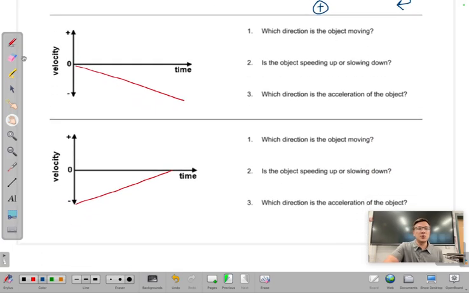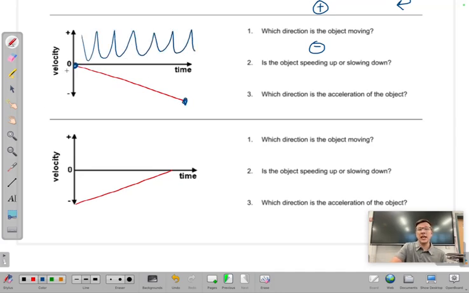All right, in this next one, we'll move a little quicker here. Which direction is the object moving? This one is going to be in the negative direction, because this line is always on the negative half of the graph. It does not touch up here in the positive half. And again, when the line is on the bottom half of the graph, that means all of these values are negative numbers. If you trace it over to the y-axis at any point, all of these numbers are negative. So it is moving in the negative direction.